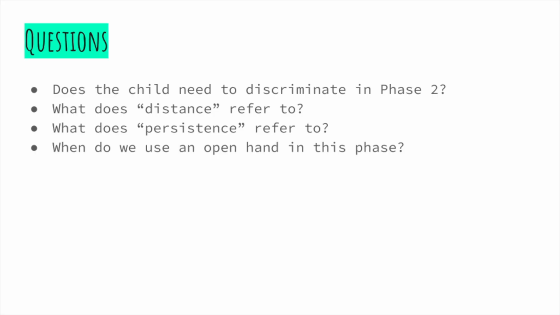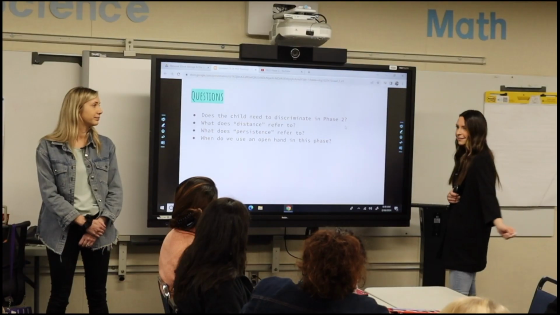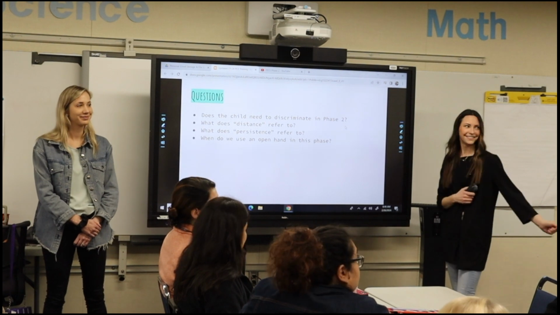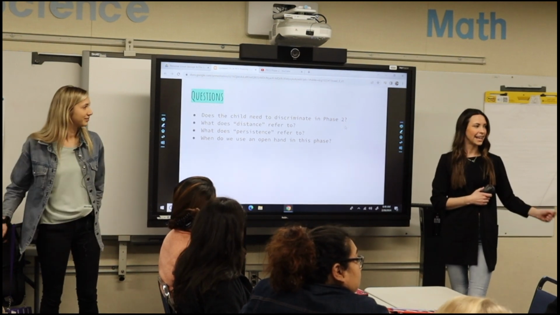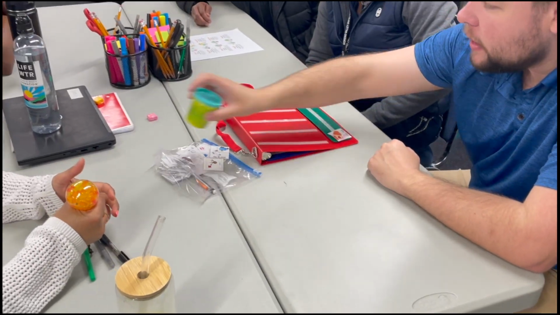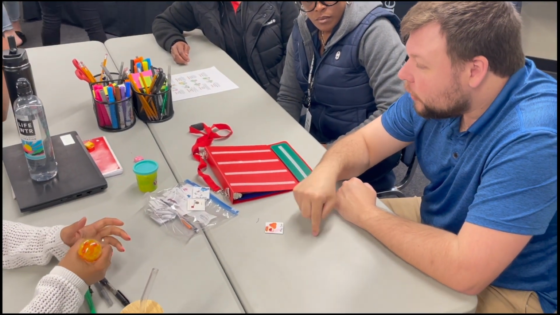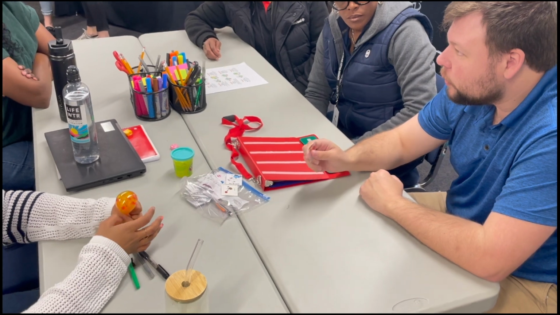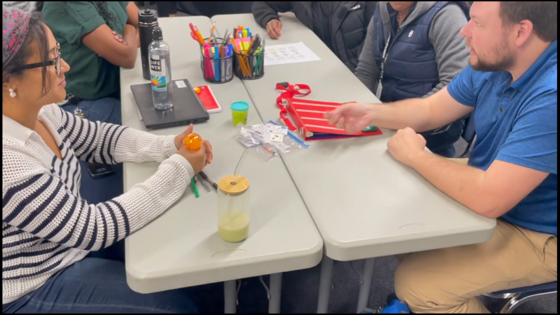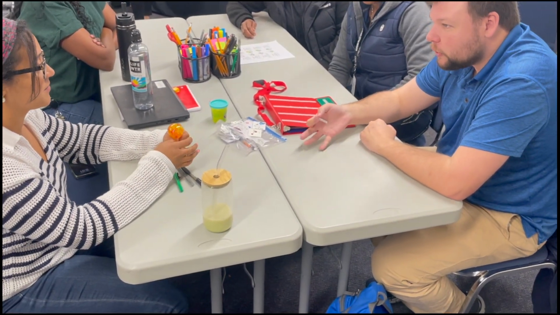When do we use an open hand in this phase? Yeah, when you don't have a helper. Or as soon as they come to you with the icon, you can open it. As soon as you see them and they tap you on the shoulder, you can open your hand. So it's not as soon as they start reaching to give this icon to you. It's just as soon as they come to you and you see you have it, you would open your hand.